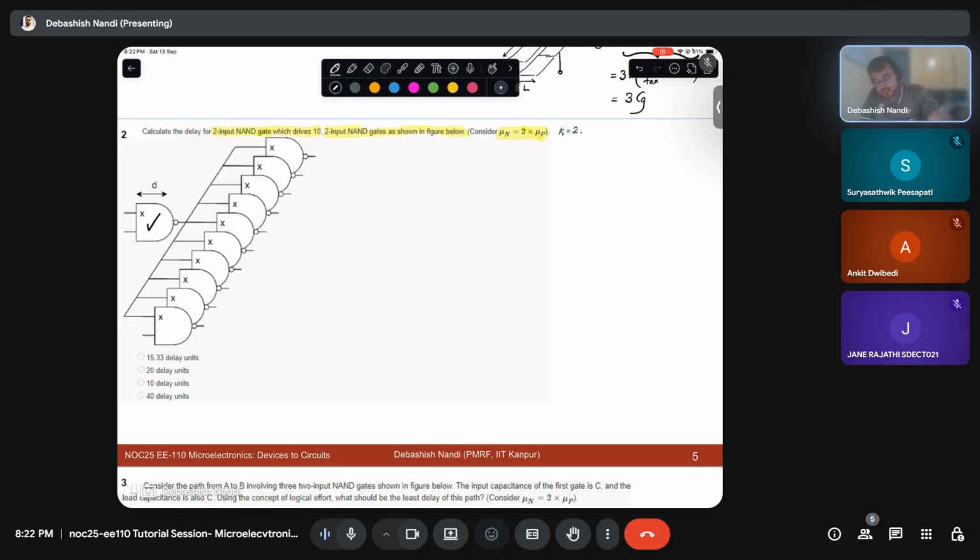We'll see how. So firstly, we'll quickly calculate the logical effort of a 2-input NAND gate with k equals to 2.